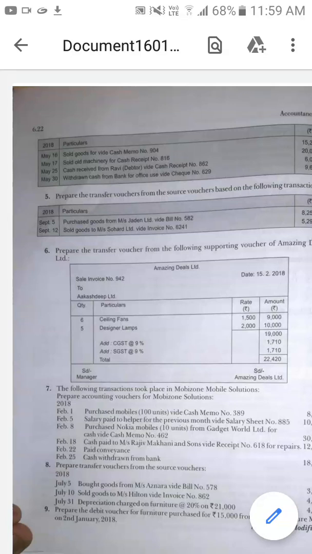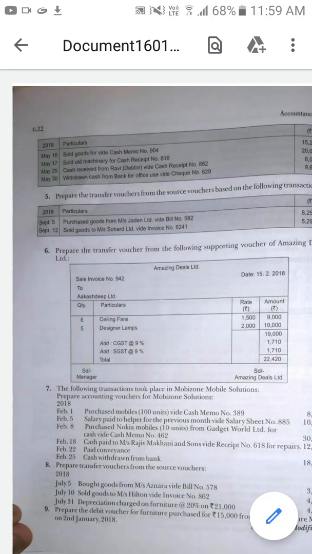Students, we will start the sixth problem. Prepare the transfer voucher from the following supporting voucher. In this sum, the supporting voucher is given in the problem, and we are asked to prepare the transfer voucher. A transfer voucher is a non-cash voucher.